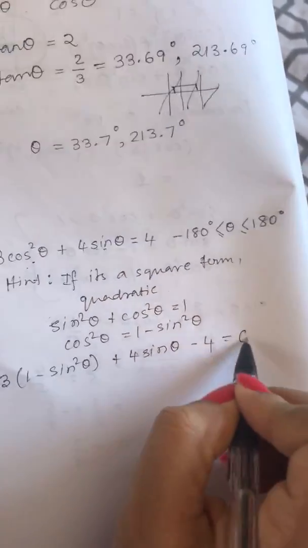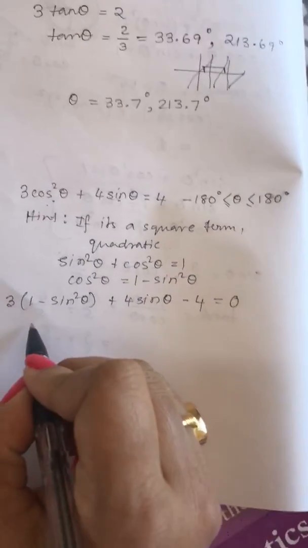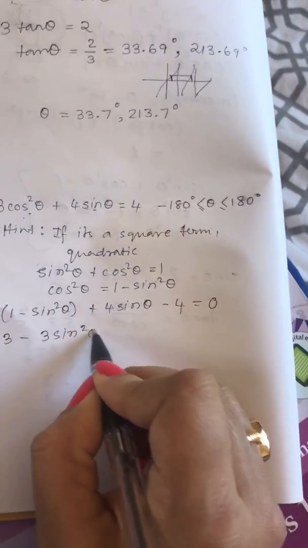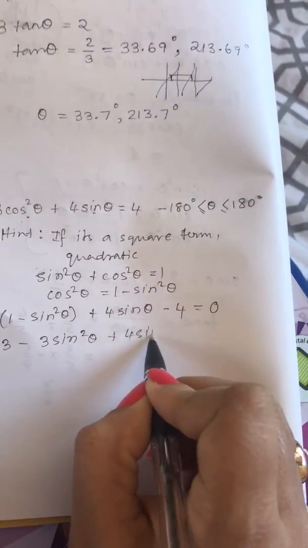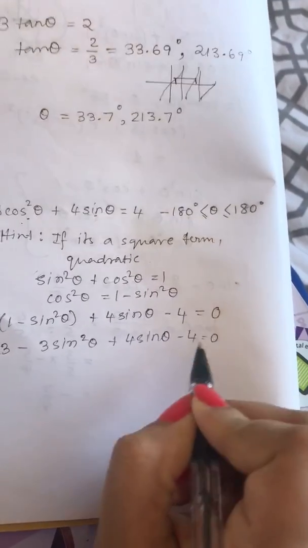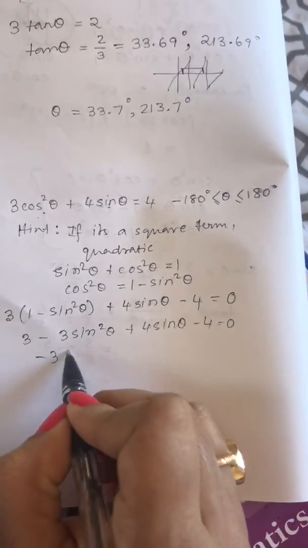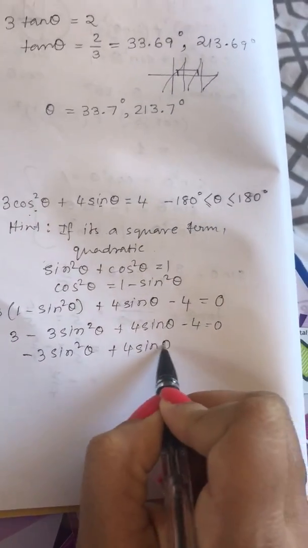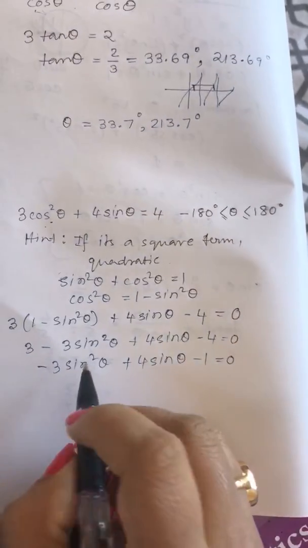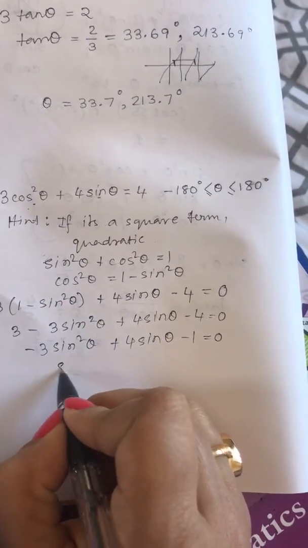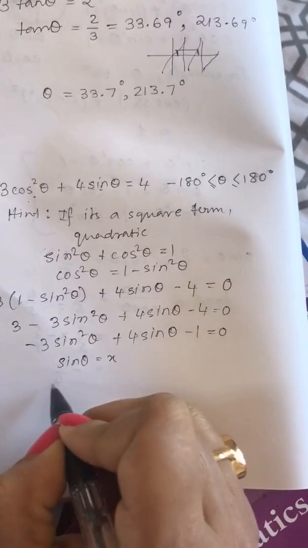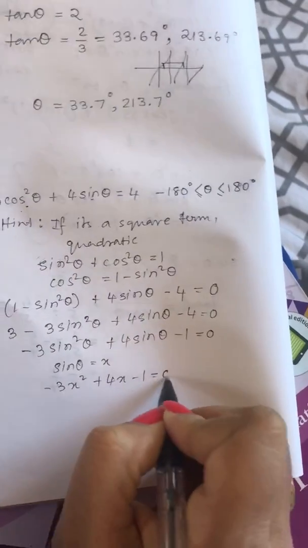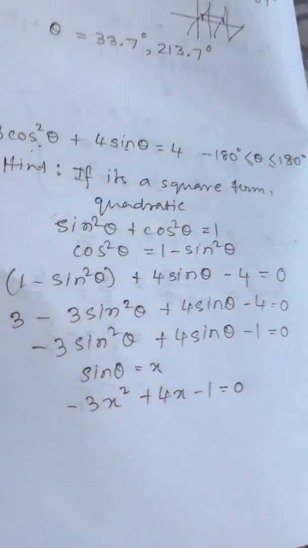Bring the 4 to this side. And here you have a quadratic that you can put in your calculator to solve. If you want to help you, you can replace your sine theta with x, and you get 3x squared plus 4x minus 1 equals 0. Just don't forget to replace it back.